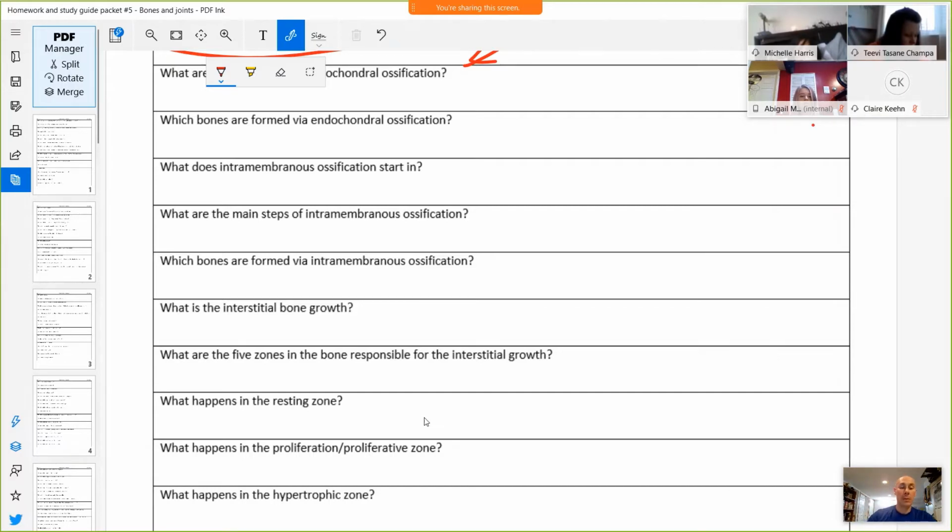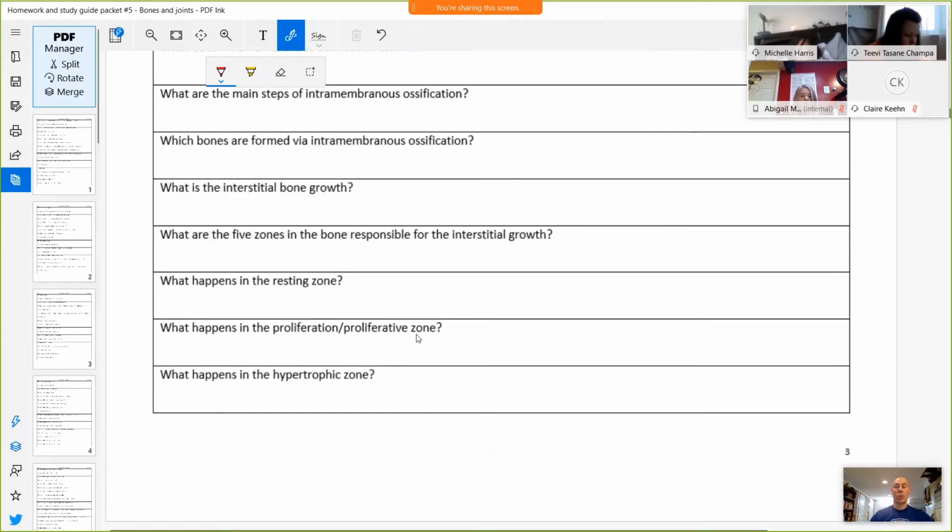Interstitial bone growth. Growth in length. Okay? So, as far as I understand, nobody is growing anymore in this company, you know. We stopped getting taller. But when you were getting taller, that was your interstitial bone growth.